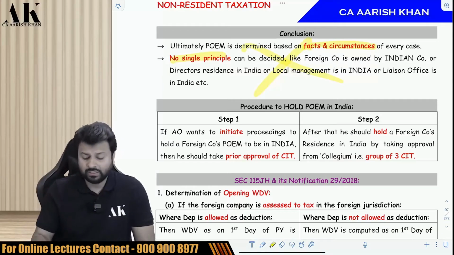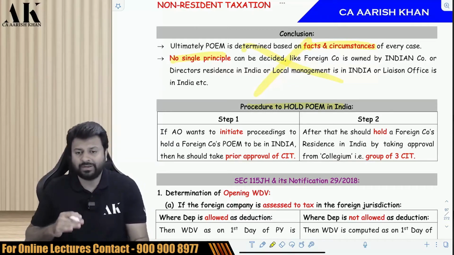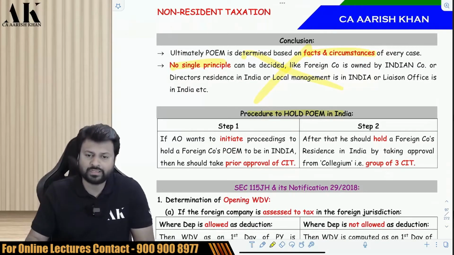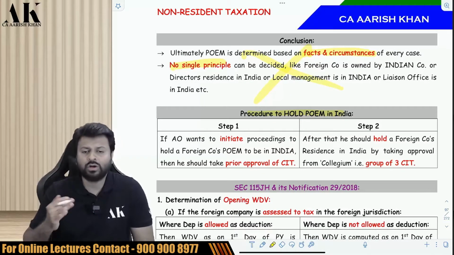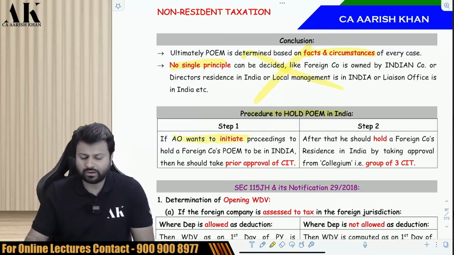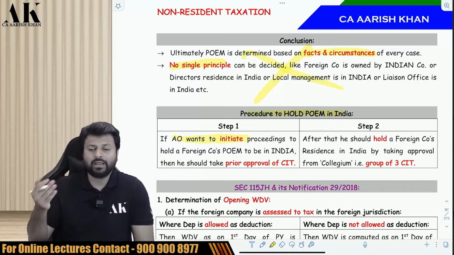Okay. Now, there is one procedure which the assessing officer has to follow if he wants to hold a company's POEM in India. What is that procedure? If the AO wants to initiate the proceeding to hold a foreign company's POEM to be in India, then he should take prior approval of the CIT. He should take what? Prior approval of the CIT.